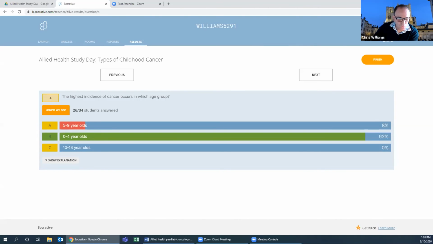In fact, the 0 to 1 year is actually a very rare type of age group. It's really that 2 to 4, but that is a thing to think about when we're thinking about planning care, looking after children that are so young. Yep, next question.